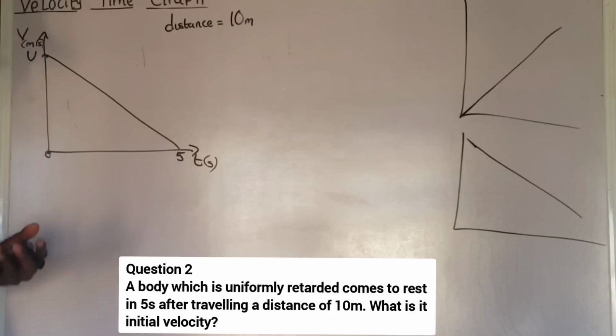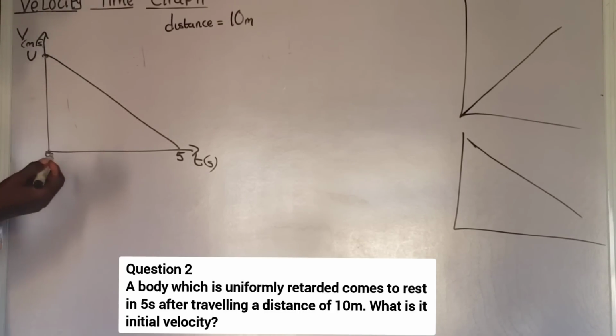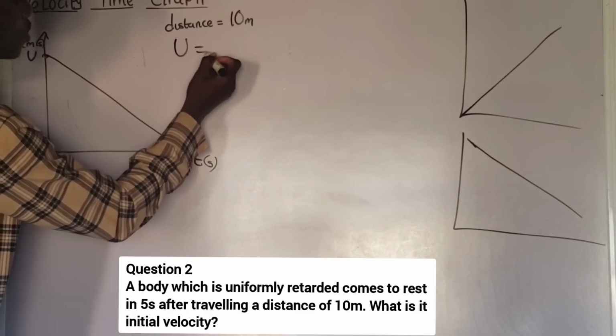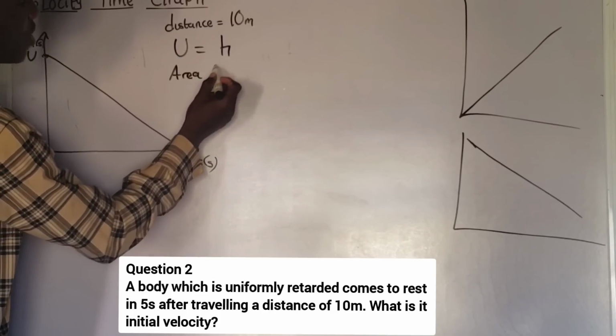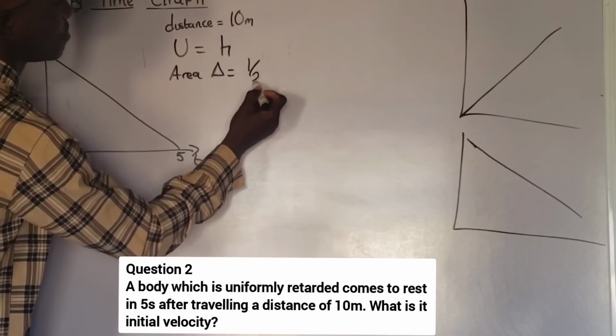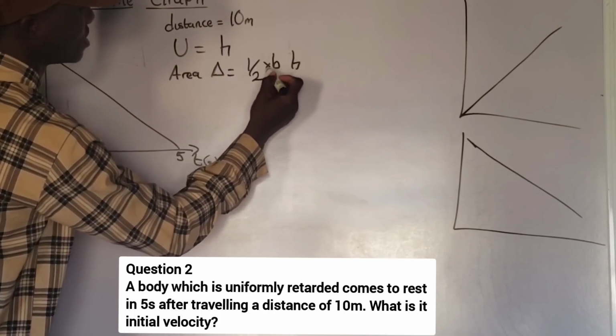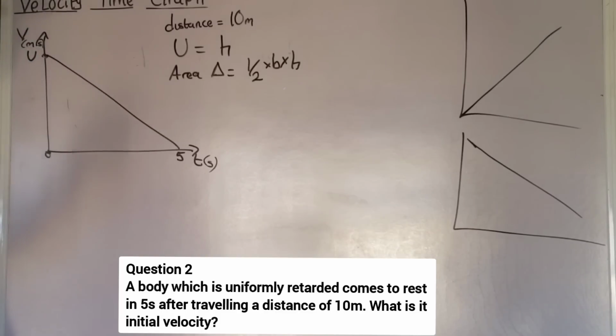You understand? Because the body is coming to rest. Okay? So let us calculate the initial velocity. The initial velocity is the height. Initial velocity u equals h. You understand? And the area of a triangle is equal to half base times height. Is that not it? Like we did in the previous question.